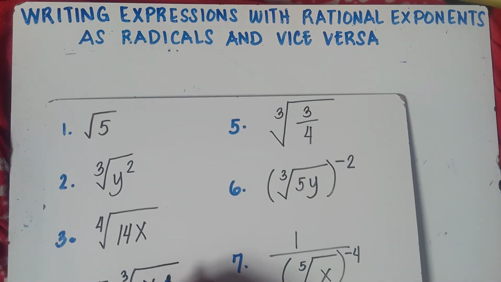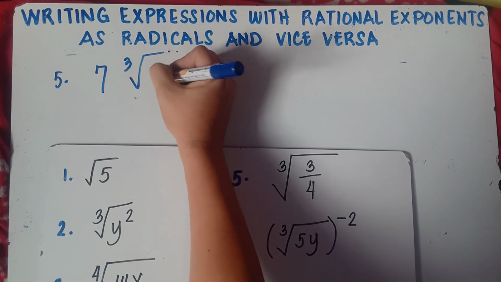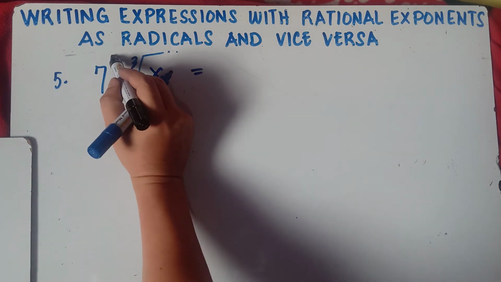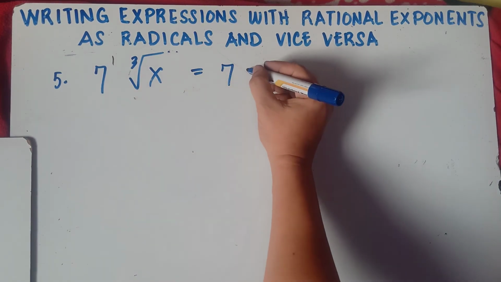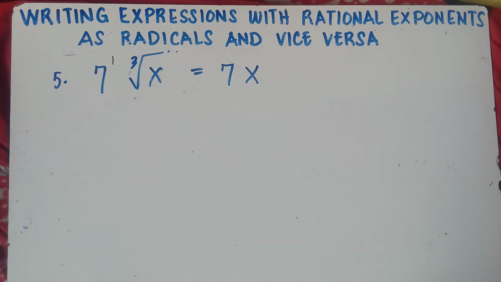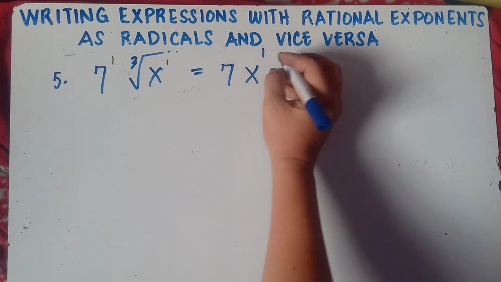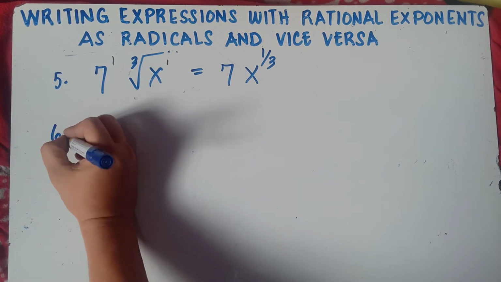Number 5, let's have this example. 7 cube root of x. Since the exponent of 7 here is just 1, simply copy 7. And for this one, copy x. The exponent is 1. So the numerator of the fractional exponent is 1 and the denominator is 3. So that would be 7x raised to the power of 1/3. That's it, class.